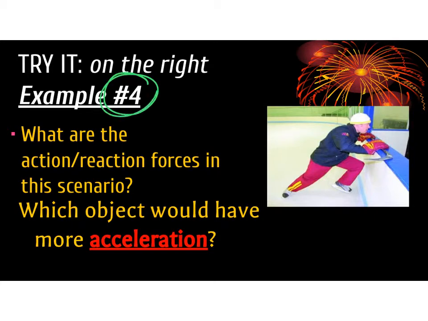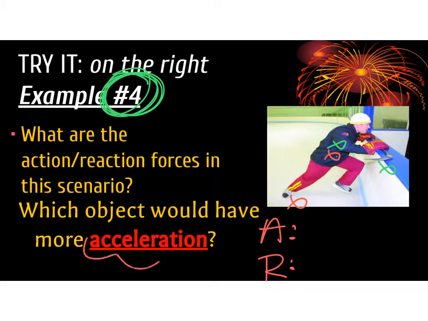Final example here, number 4. Thinking about two objects. This picture has a few different options, right? You could use the guy and the boards, or you could talk about the guy and the ice underneath. So as you write your action reaction, make sure again we're using that keyword between those two objects. And again, kind of take it one more step. What would I notice about the acceleration?